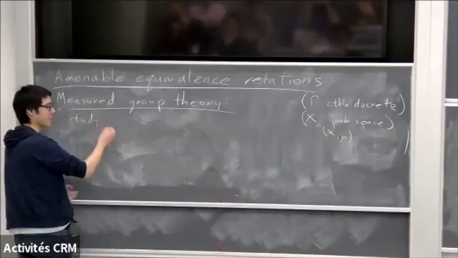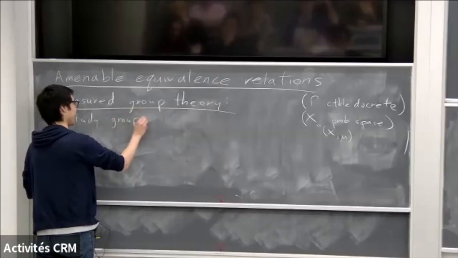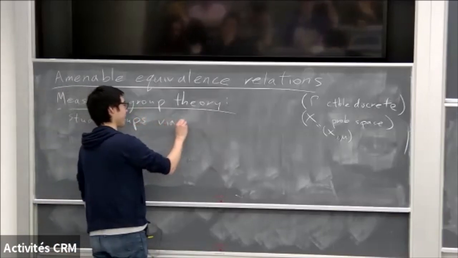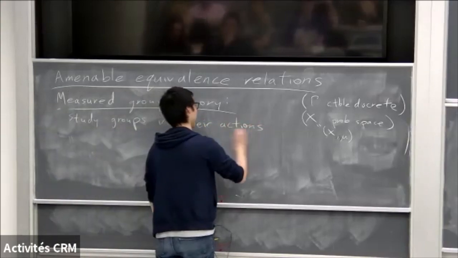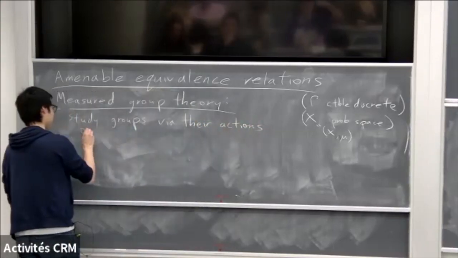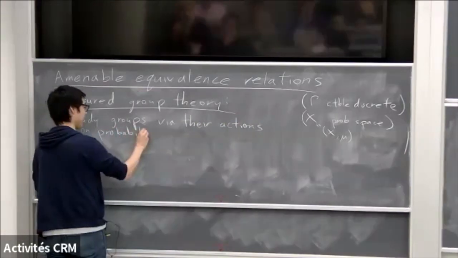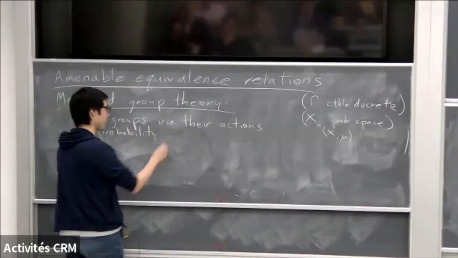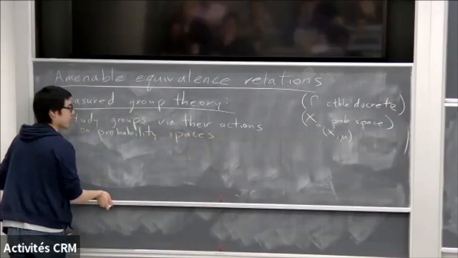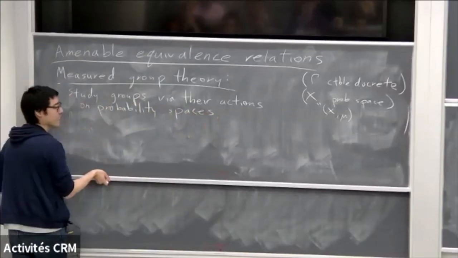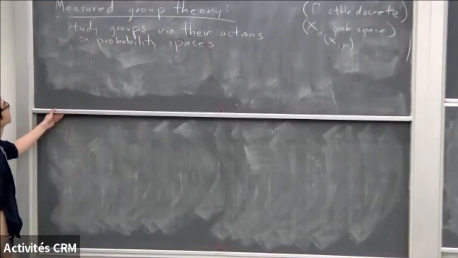So when I say groups, I mean countable discrete groups. Study groups via their actions, and by this I mean Borel actions on probability spaces. And by this I really mean standard probability spaces, because I also don't know what it looks like when it's not standard. Okay, so this is the first approximation. This is what this entire week is about.